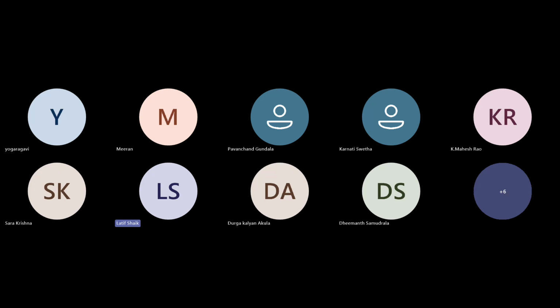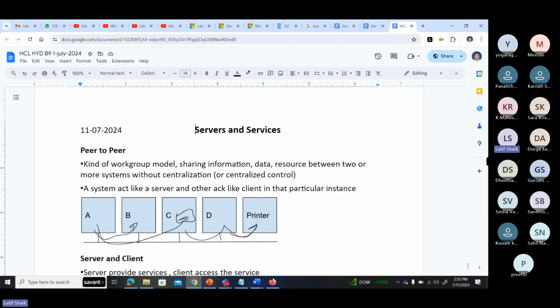Systems and networking also. So we'll see these topics. First one is about servers and services. I made up this name, servers and services, because here we mainly discuss different types of servers and what their services are. After this, we will discuss a domain controller server, DHCP server, DNS server, like that.